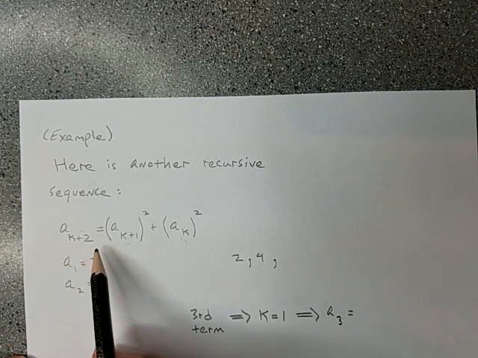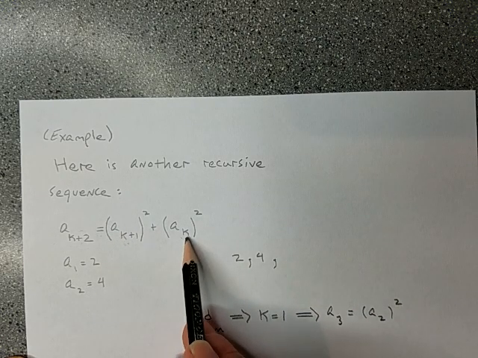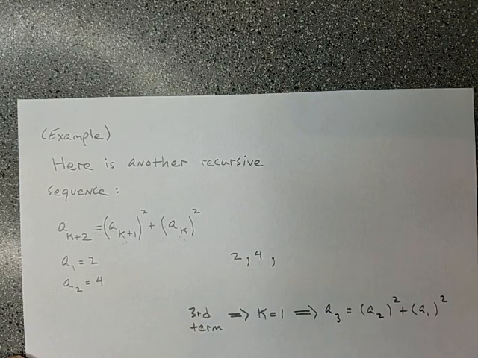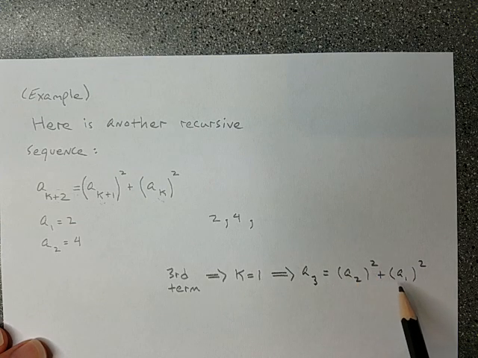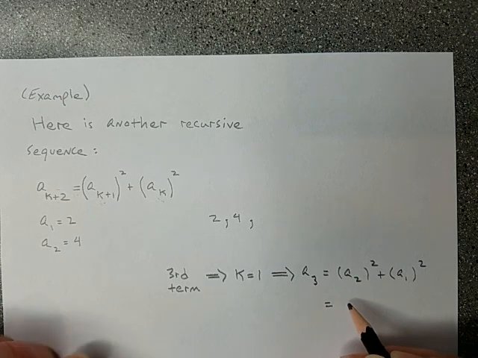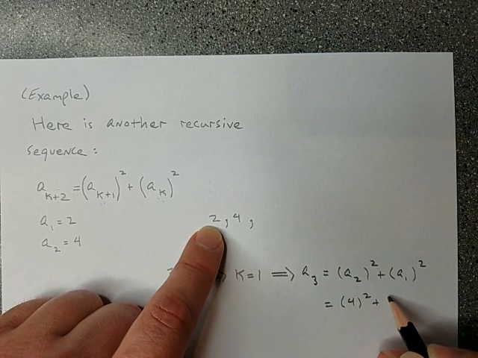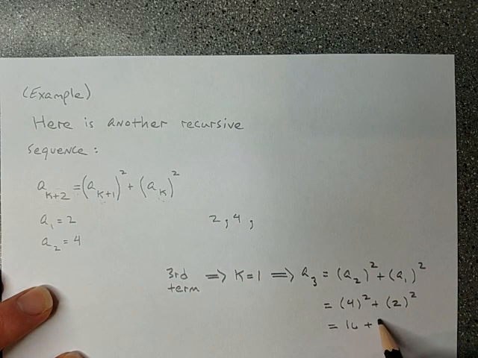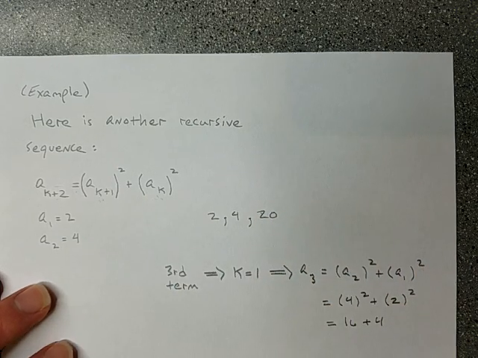All right. And then that says what? A2. And then that says what? A1. So I was right, wasn't I? This says the third term is the second term squared plus the first term squared. So in my case, the second term is 4, and the first term is 2. So that's going to be 16 plus 4. So that's 20, right?